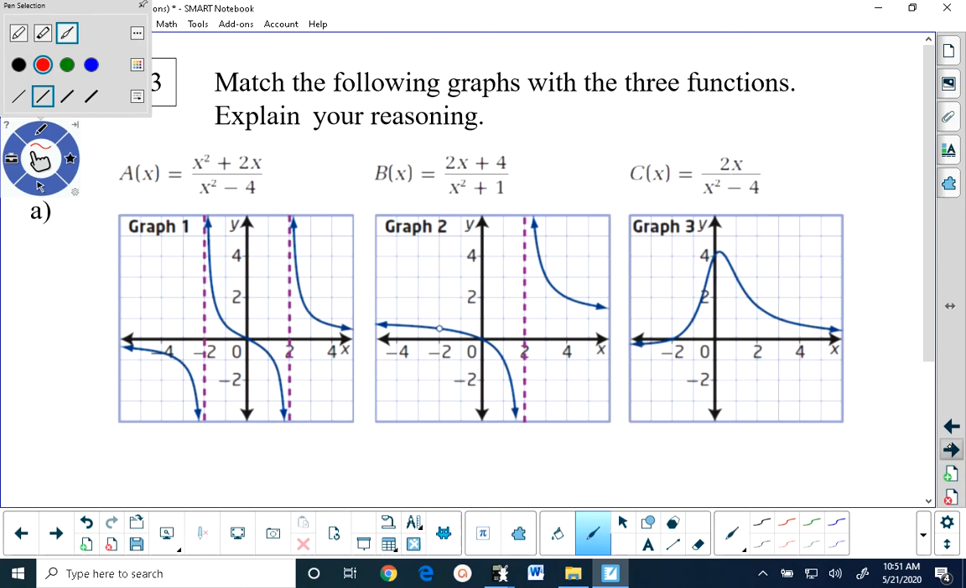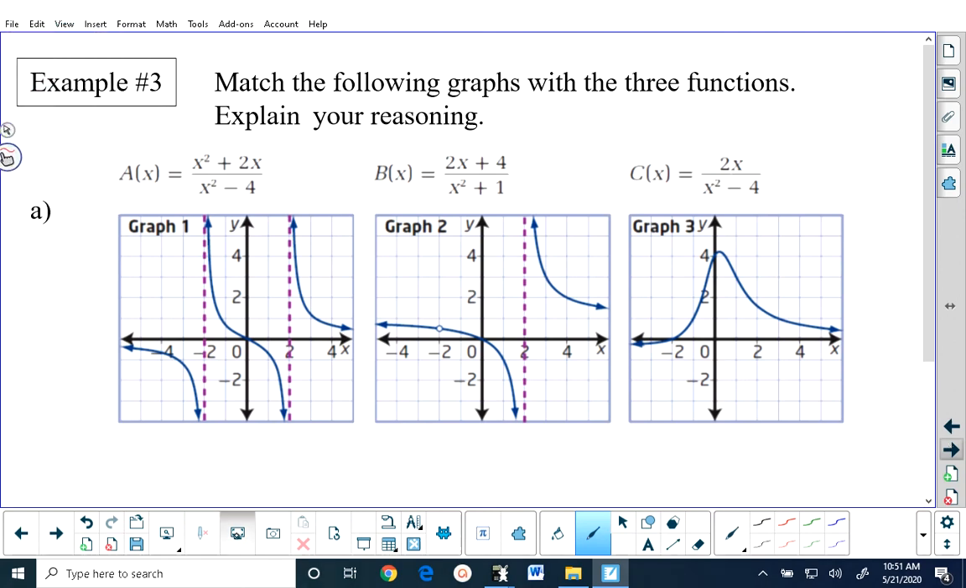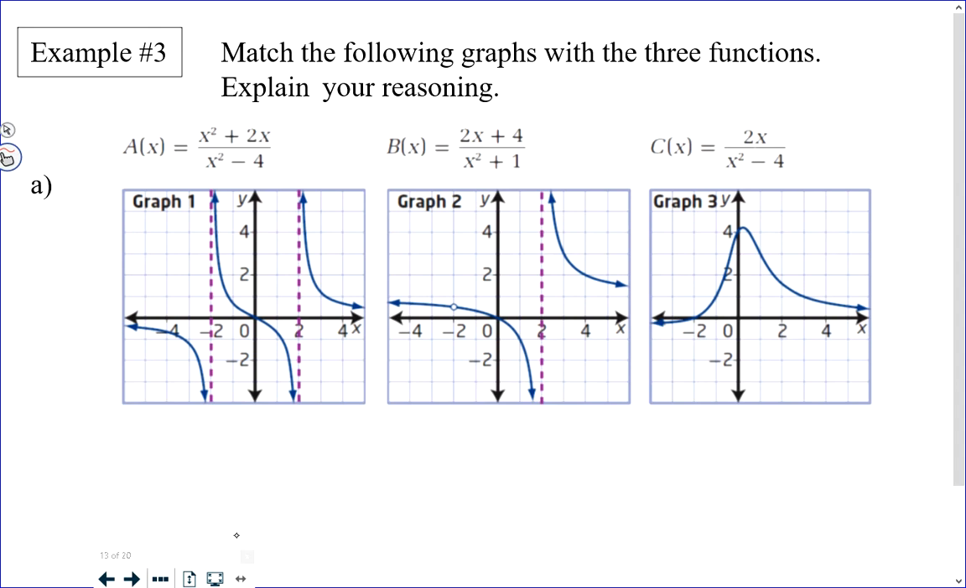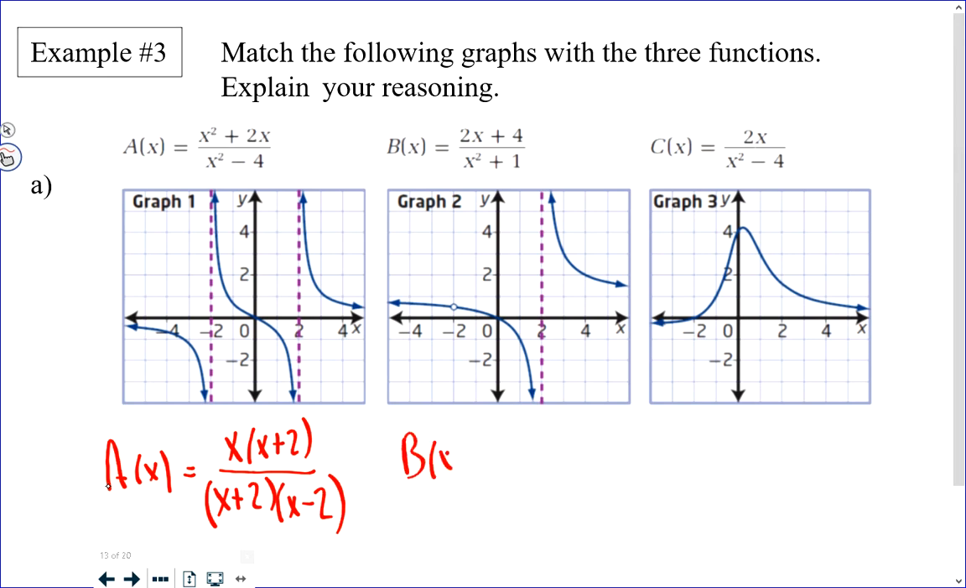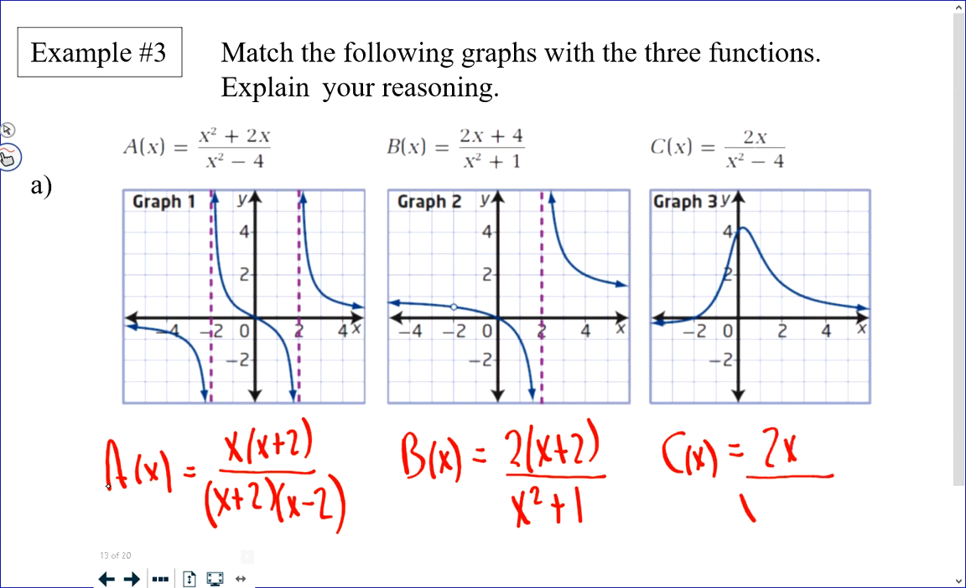Match the following graphs with the 3 functions. In order for us to do this, we have to factor everything completely. Function a of x factors into x times x plus 2 over x plus 2, x minus 2. The function b of x factors into 2 times x plus 2, and the denominator doesn't factor at all. And c of x is 2x over x plus 2, x minus 2.